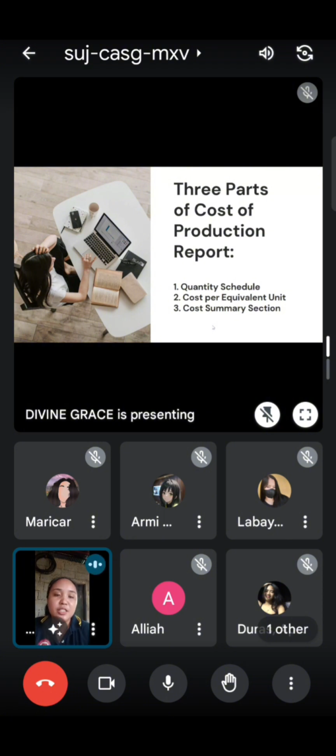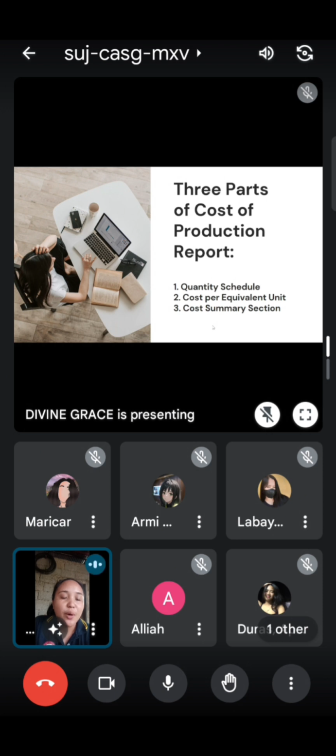So under process costing, there are 3 parts of cost of production report, which is the quantity schedule, cost per equivalent unit, and the cost summary section. So the first one is quantity schedule. This section lists the quantity of units produced during a specific period. It provides information about the units completed and transferred out, as well as the units still in progress.